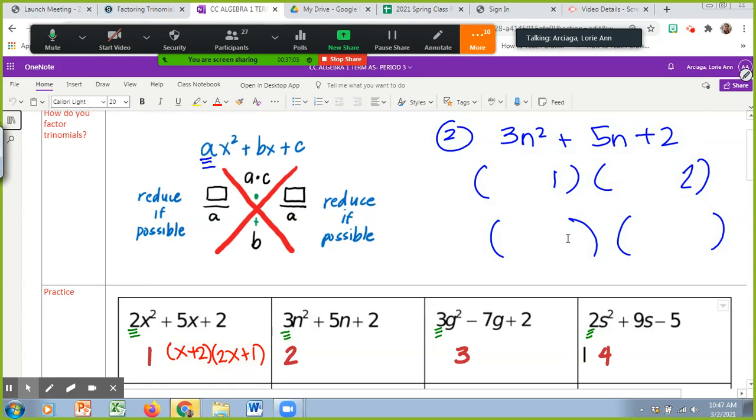So you can also switch these two around, like 2 times 1 like that. So we're trying all the possible combinations.